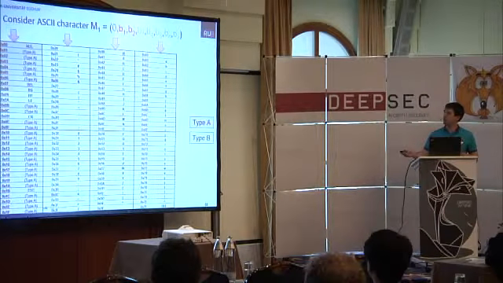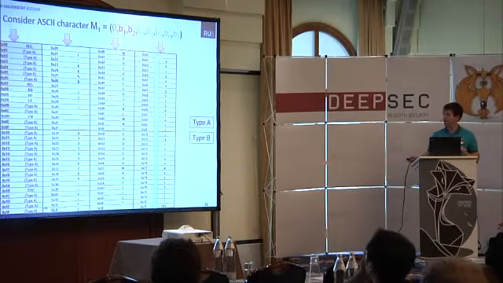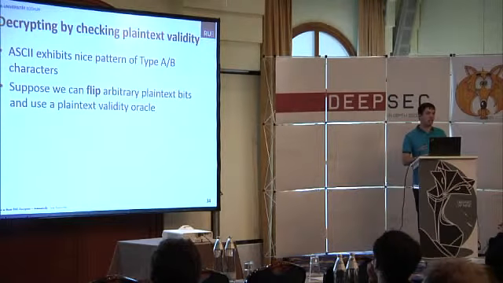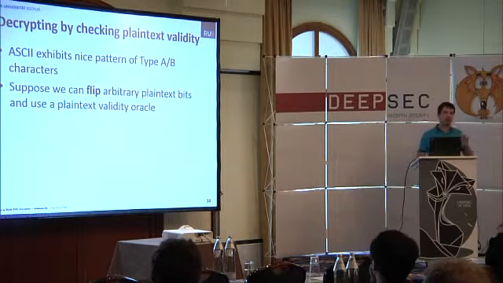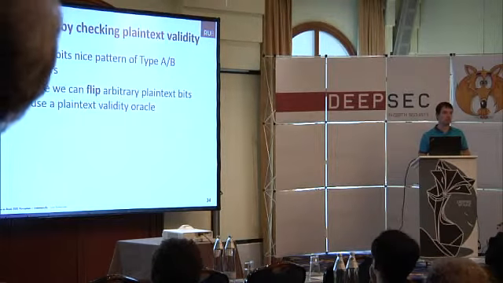And bits 3 to 7 say in which row we are exactly, if we encode it. So ASCII exhibits a nice pattern of type A and B characters, as we could see, so valid and invalid. And for a short time, I will describe later why this is possible. Suppose we can flip arbitrary plaintext bits, and we can use this plaintext validity oracle.